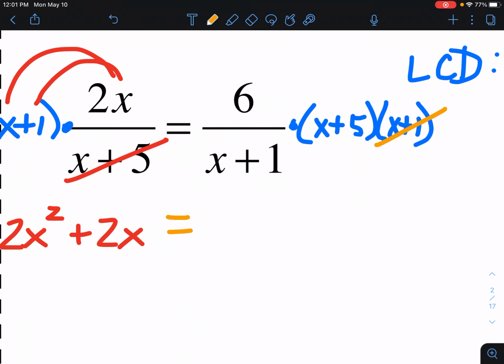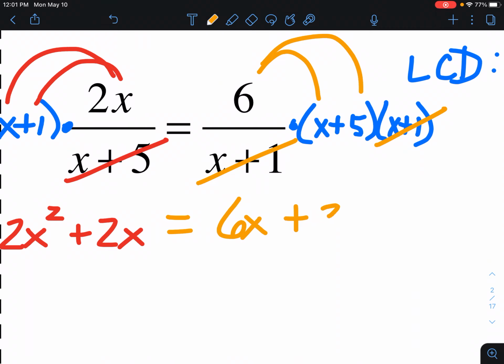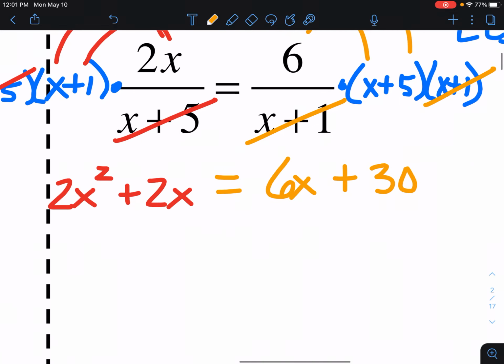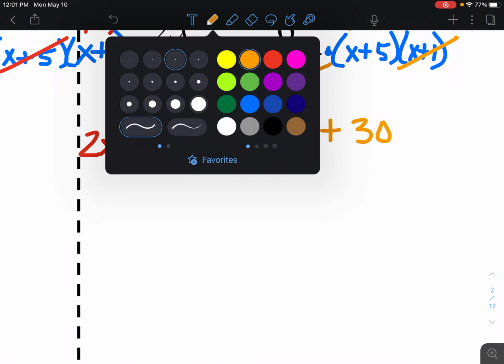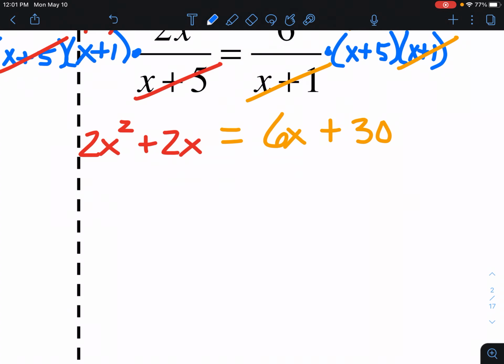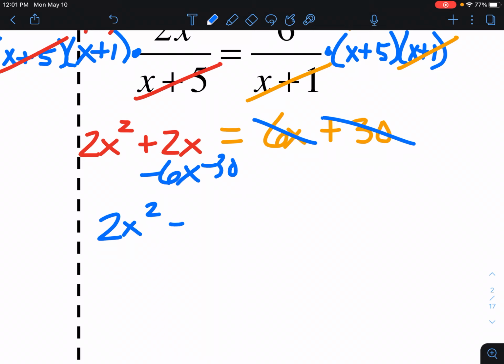Now on the right side, here the x plus 1 can divide with x plus 1, so it's going to distribute the 6. 6 times x and 6 times 5. All right, so the fractions are gone. Now we can solve this. Let's set this equal to 0. We're going to subtract 6x and also subtract 30. 2x minus 6x will be minus 4x.